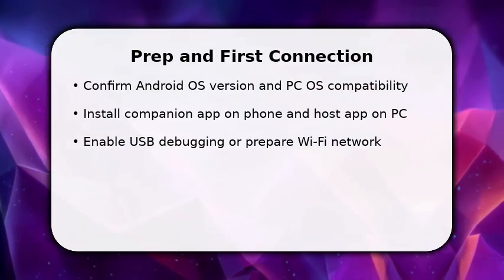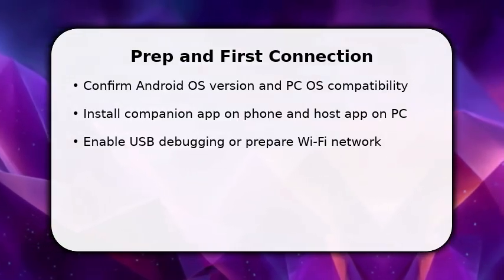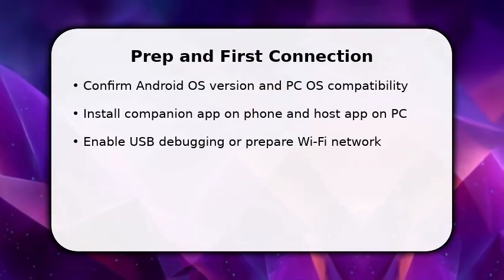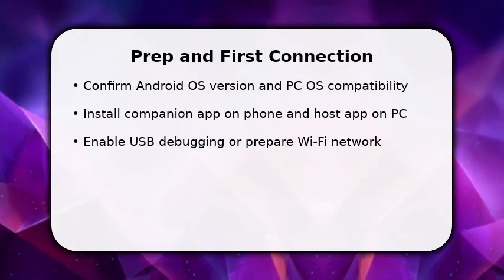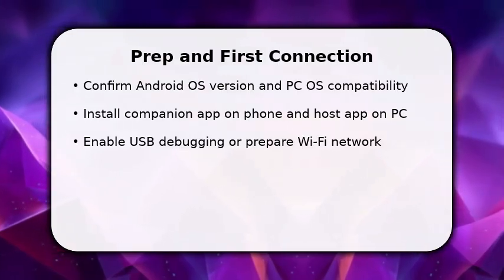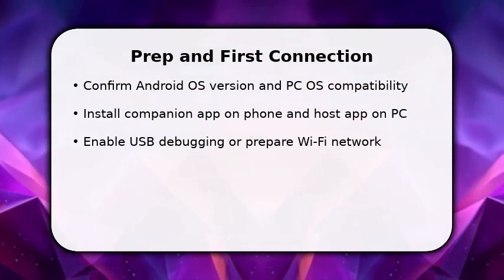Once done, open the host app on the PC and the companion app on the phone and accept any pairing prompts. You do this because a direct connection reduces lag and simplifies permissions. If you prefer wireless, make sure both devices share the same Wi-Fi network before moving on.